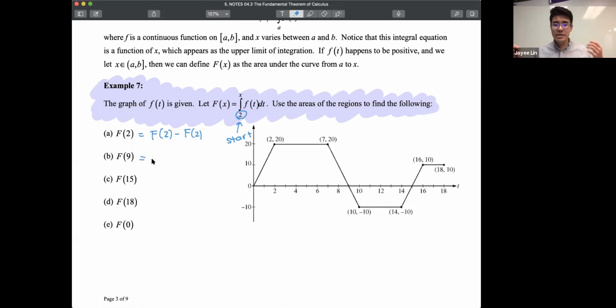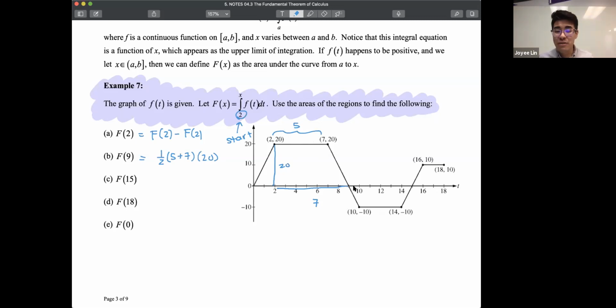What about F of 9? What is the value of F of 9? We're going to set that boundary there. We can do this trapezoid right here. All right, what do we have as that base? That's a base of 7. What's the base here? We have 5. All right, what's the height of our trapezoid? 20. Pay attention, this is the area above the x-axis, right? So we just do 1/2, we average the bases, 5 plus 7, times the height. That'd be your answer for part B.